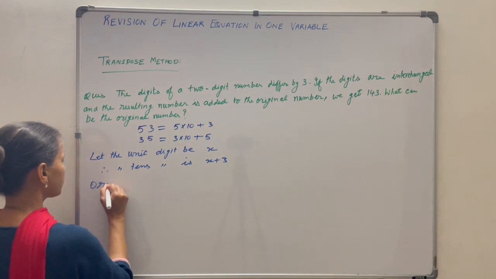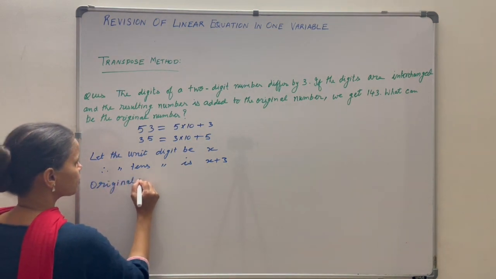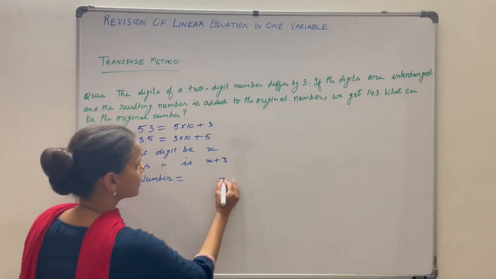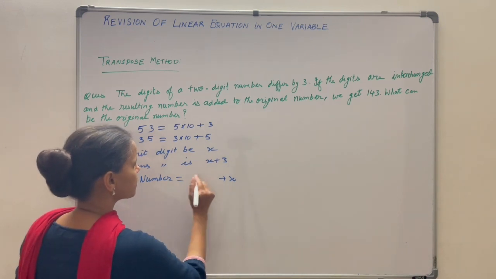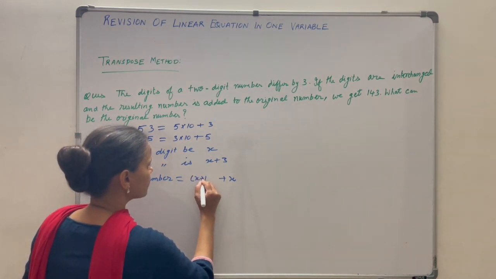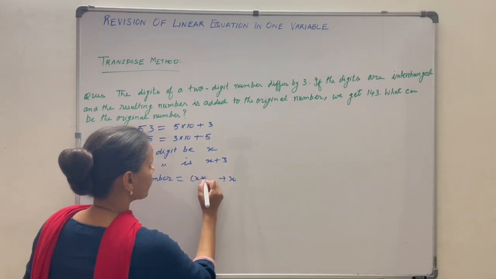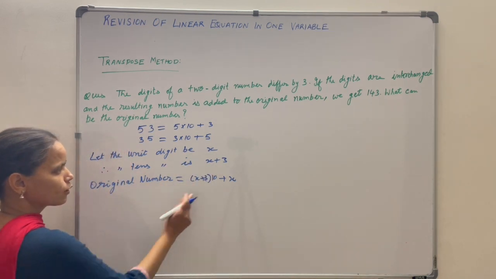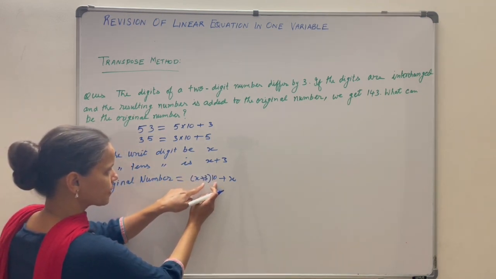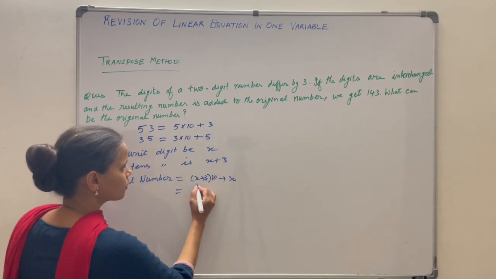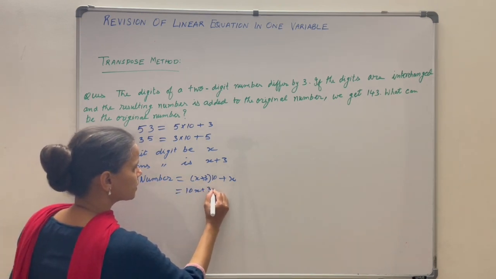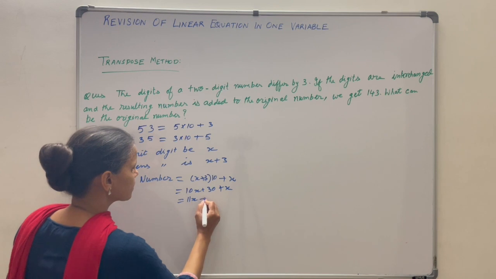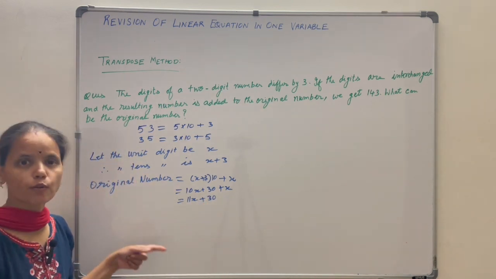So what is the original number? The units digit we write as it is. The tens digit x plus 3 is multiplied by 10 because this is in the tens place. So what is the number? 10 into x is 10x. 10 into 3 is 30. So this is 10x plus 30 plus x. So 10x plus x is 11x plus 30. So this is your original number.